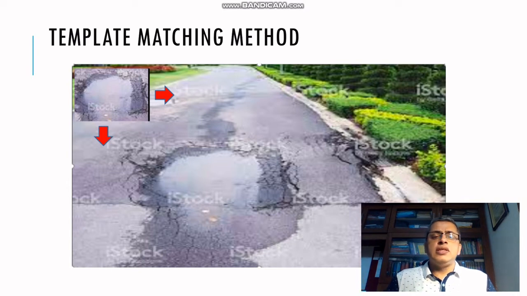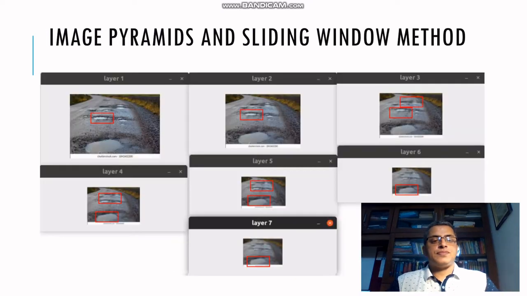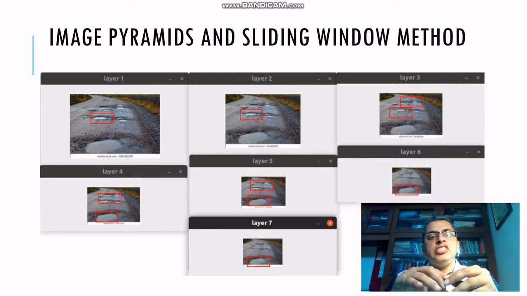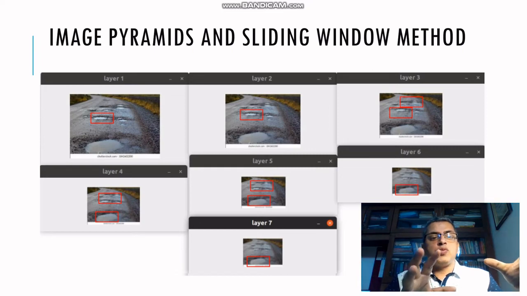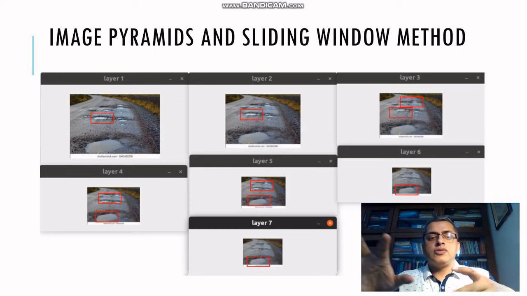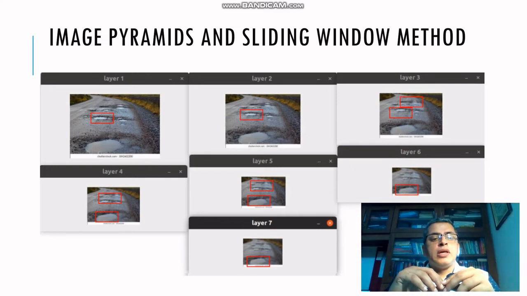Now, having seen this, let's look at another method which is a little more advanced than this, and which has its foundation in some of our advanced methods also. So next we will look at image pyramids and the sliding window methods. We will now get into explaining image pyramids and sliding window methods. The method has two different parts: the image pyramids part and the sliding window part. So let's first deal with the image pyramids.